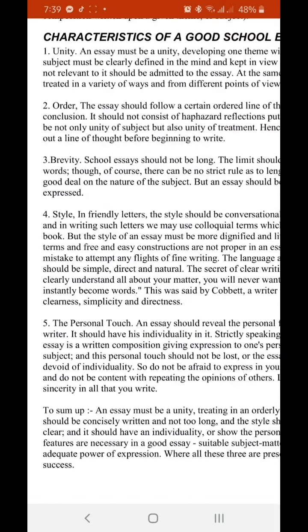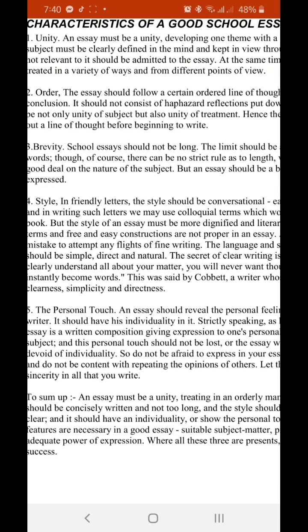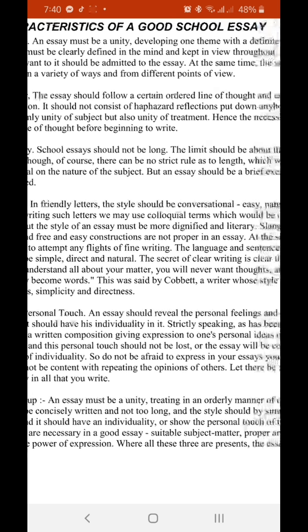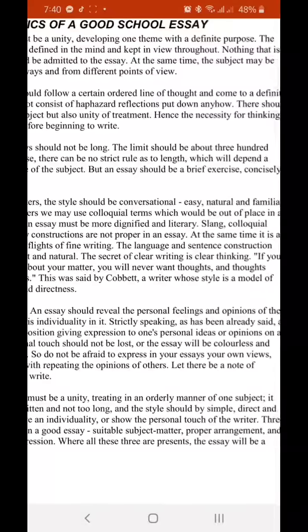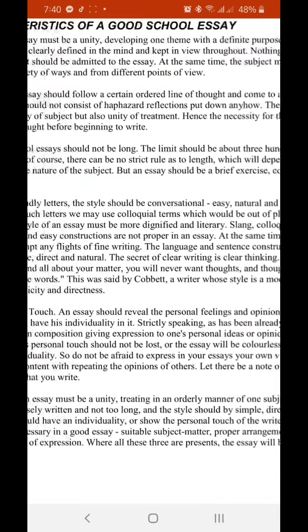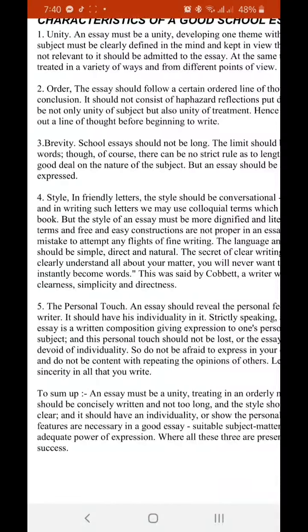So unity, as we have already discussed in the paragraph, is a very important thing, because without unity we can't attract the reader's attention. The next one is order, and this should be a logical order. The essay should follow a certain ordered line of thought and come to definite conclusions.